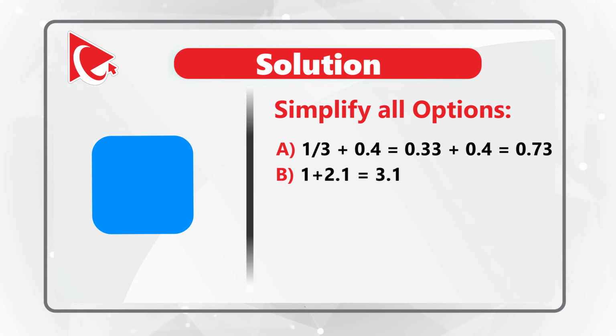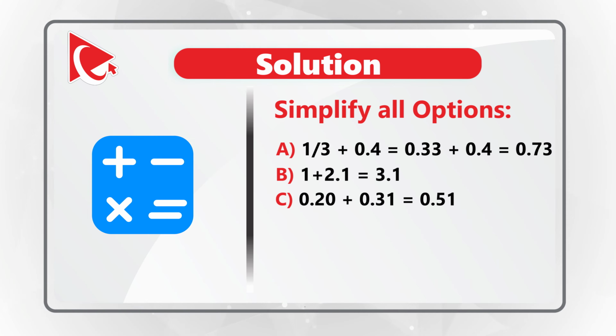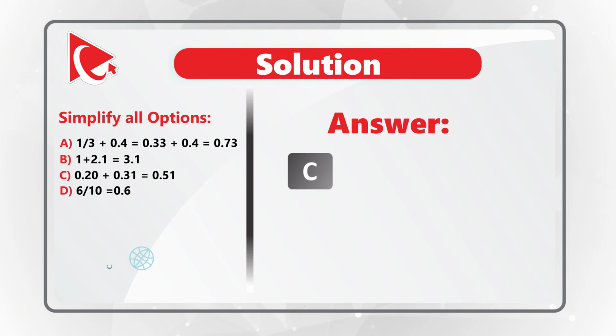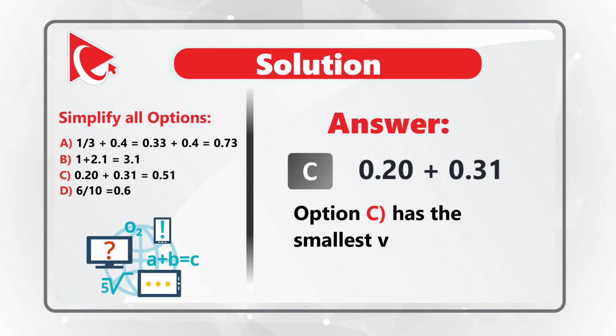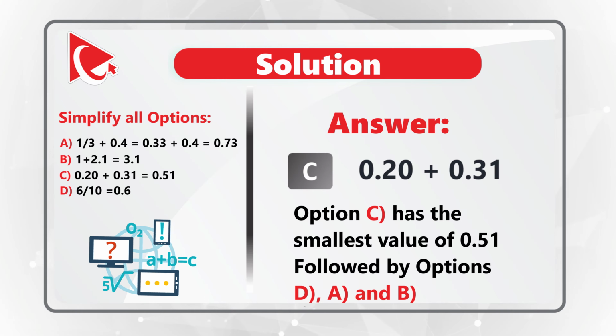Choice B, 1 plus 2.1 equals 3.1. Choice C, 0.20 plus 0.31 equals 0.51. And choice D, 6/10 equals 0.6. Which means if you look at the answers, option C has the smallest value of 0.51, followed by options D, A, and B. Was it challenging for you?